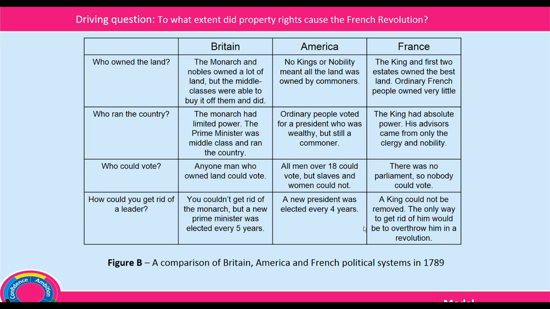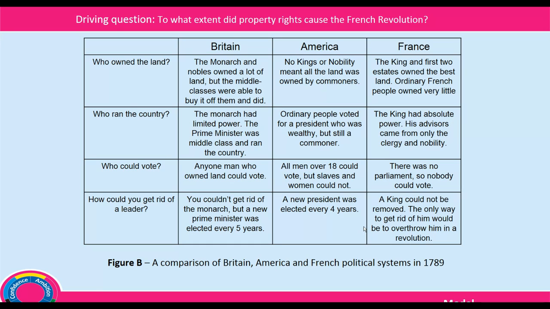Who ran the country? In Britain, the monarch had limited power. The prime minister was middle class and ran the country. In America, ordinary people voted for a president who was wealthy but still a commoner. In France, the king had absolute power. His advisors came only from the clergy and nobility.